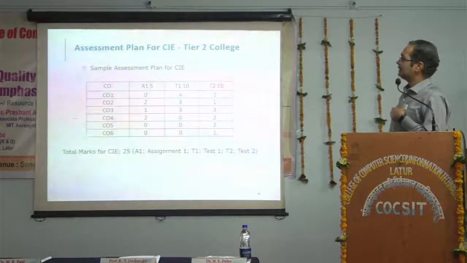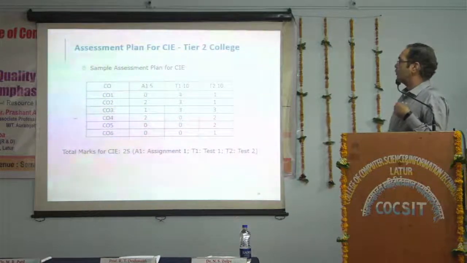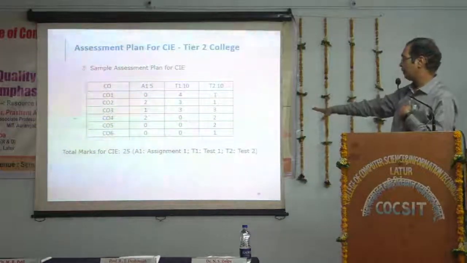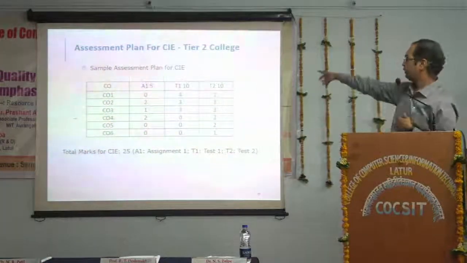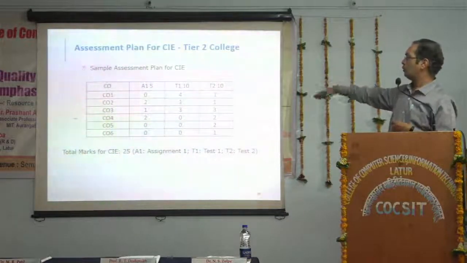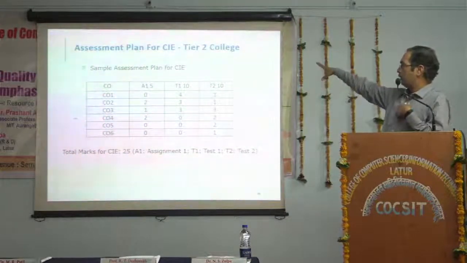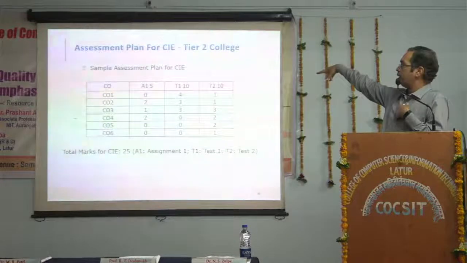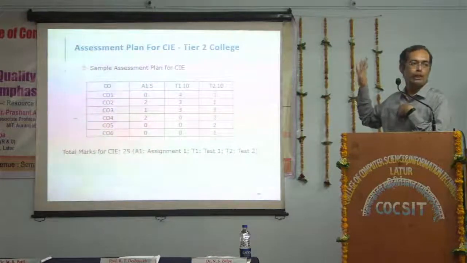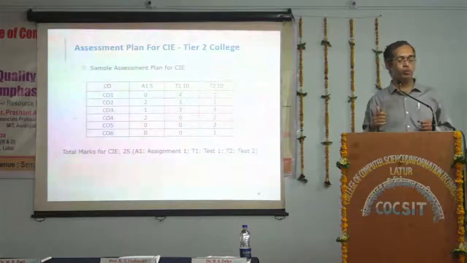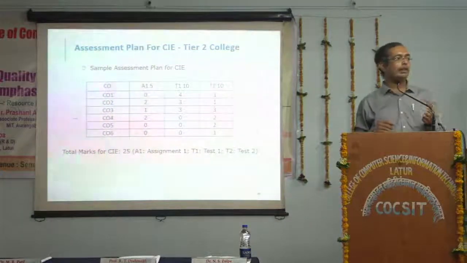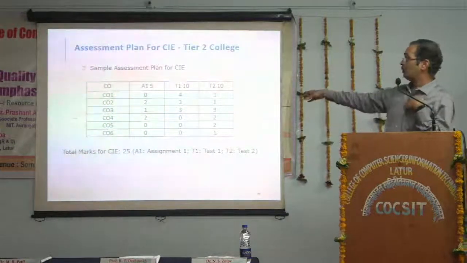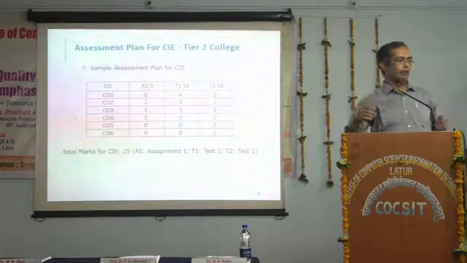Okay, so this is a sample of a tier 2 institute where I have taken 3 assessments. One is assignment, one is test 1 and one is test 2. So these have been defined as A1, T1 and T2. And for each assessment I have used a score. For example, for assessment 1 I have used 5 as a score, meaning the assignment is out of 5 marks. For test 1 I have allocated 10 marks and for test 2 I have allocated 10 marks.